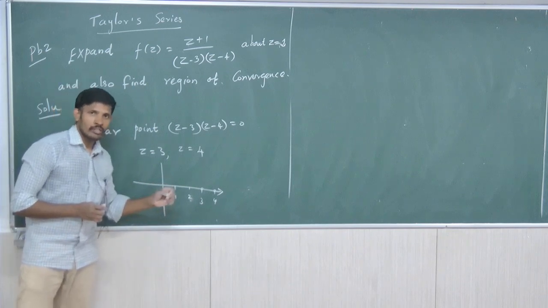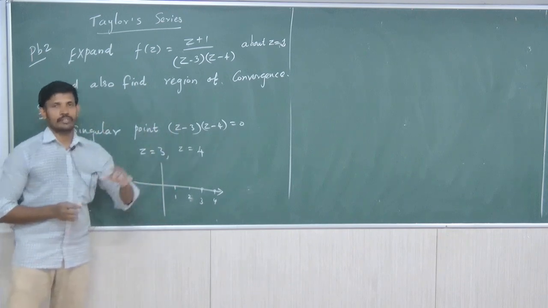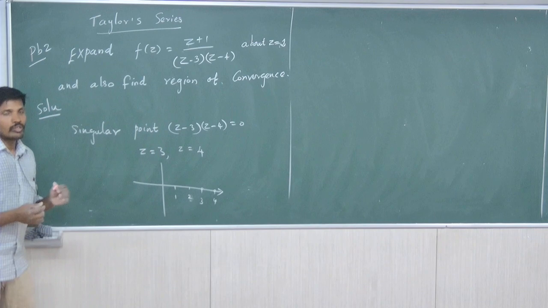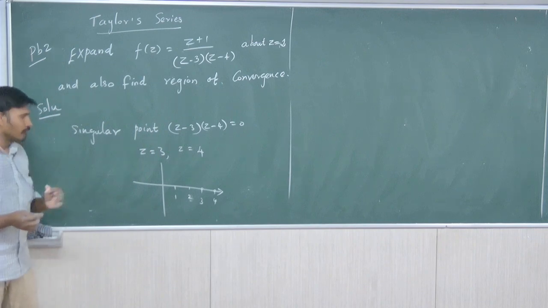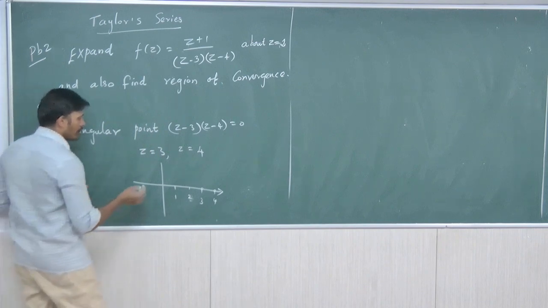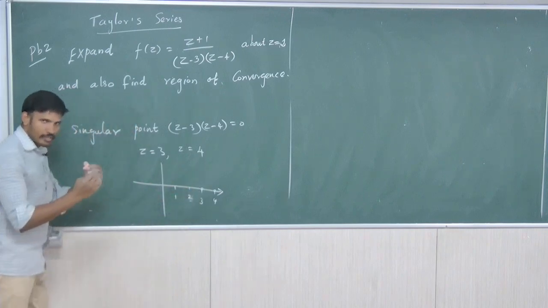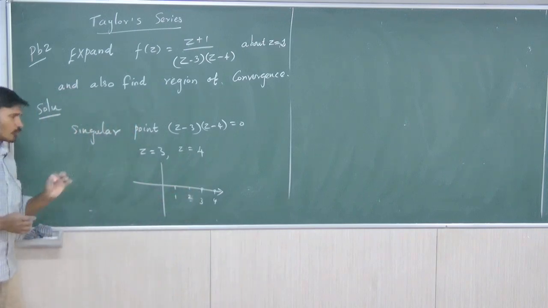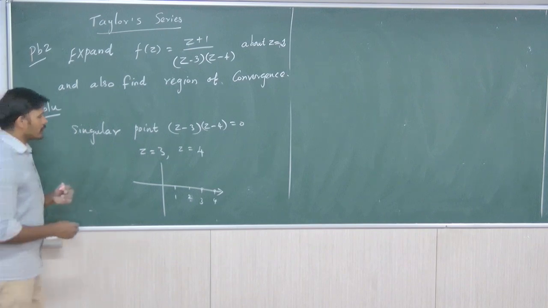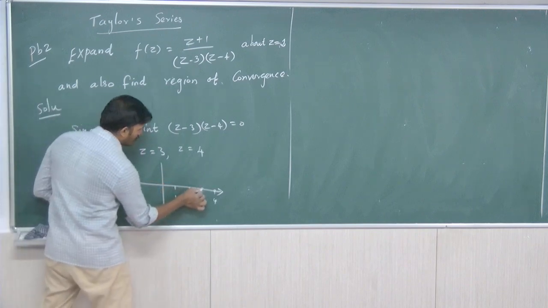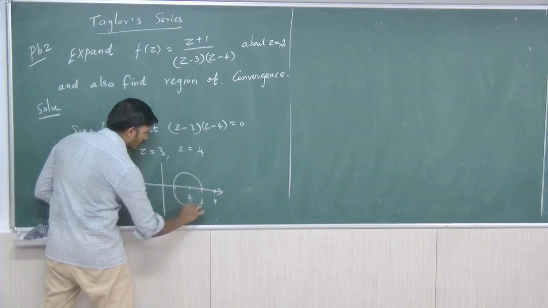You have to take z equal to 2 as the center. So how to draw the circle? It's simple. You can make the radius the distance between 2 and 3. What is the distance? It is 1. So for that, please try to draw the circle.